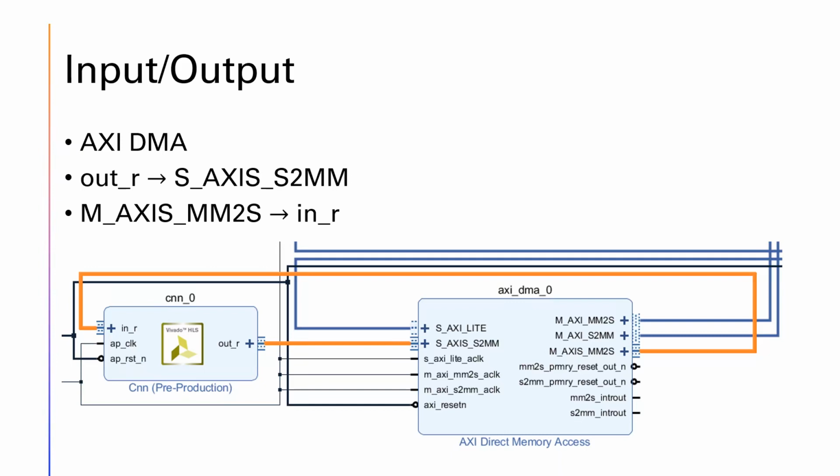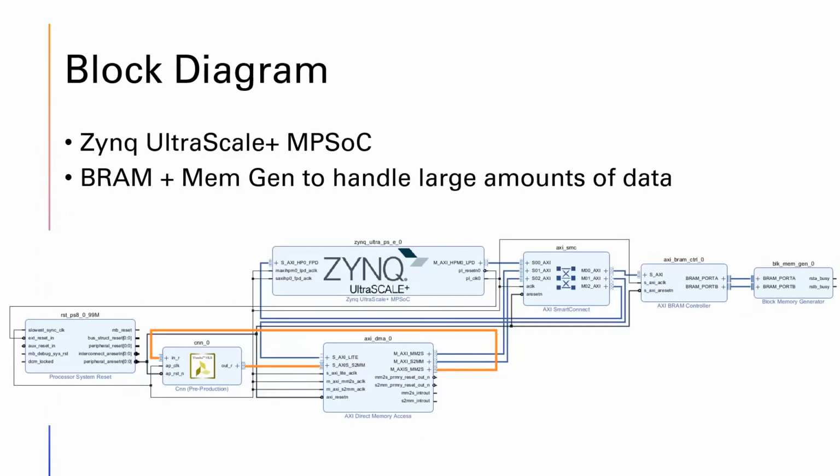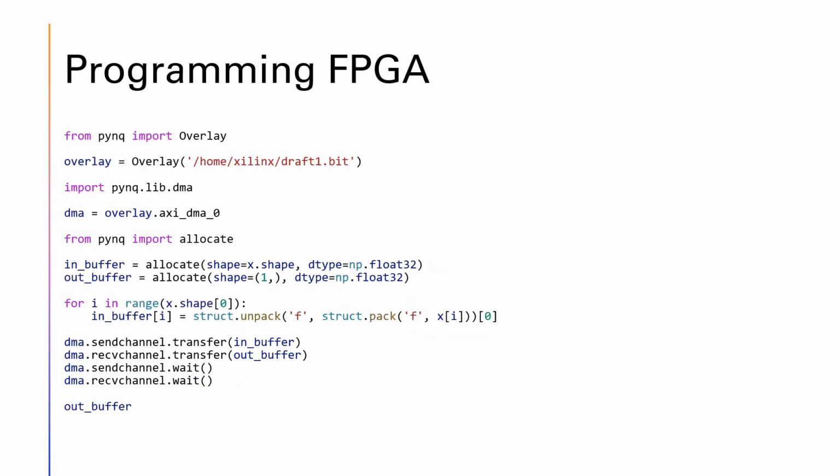The input-output interface to our CNN IP makes use of the AXI DMA as shown below. We have the output of the CNN connected to S_AXIS_S2MM, and the input of the CNN connected to M_AXIS_MM2S. This is the overall block diagram, where we also have a BRAM controller and block memory generator to handle large amounts of data going to the CNN IP. Programming the FPGA is made easy using the PYNQ library: after transferring the generated bitstream to the Ultra96, we can access the DMA send and receive channels as shown.